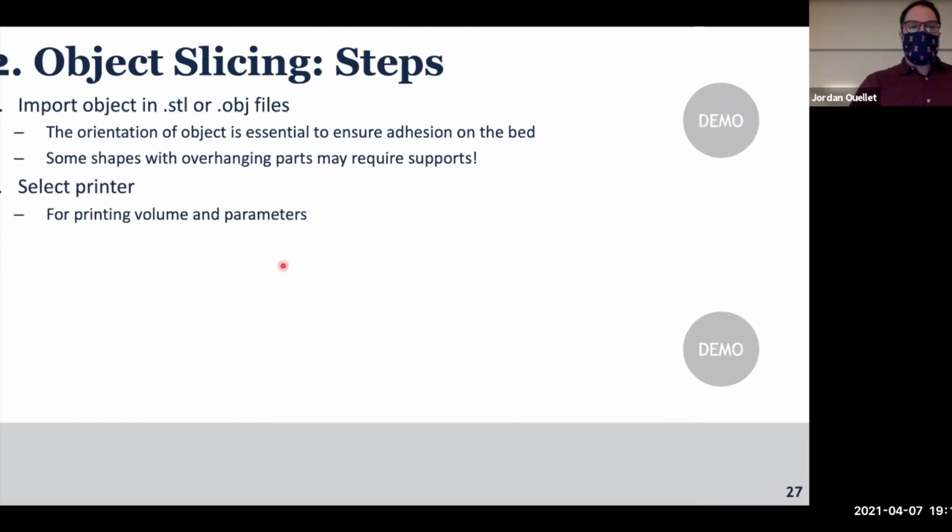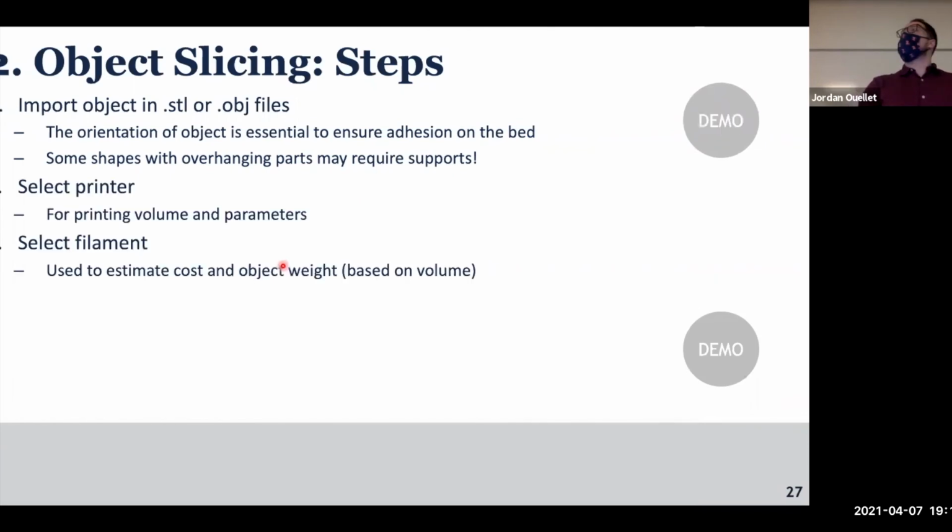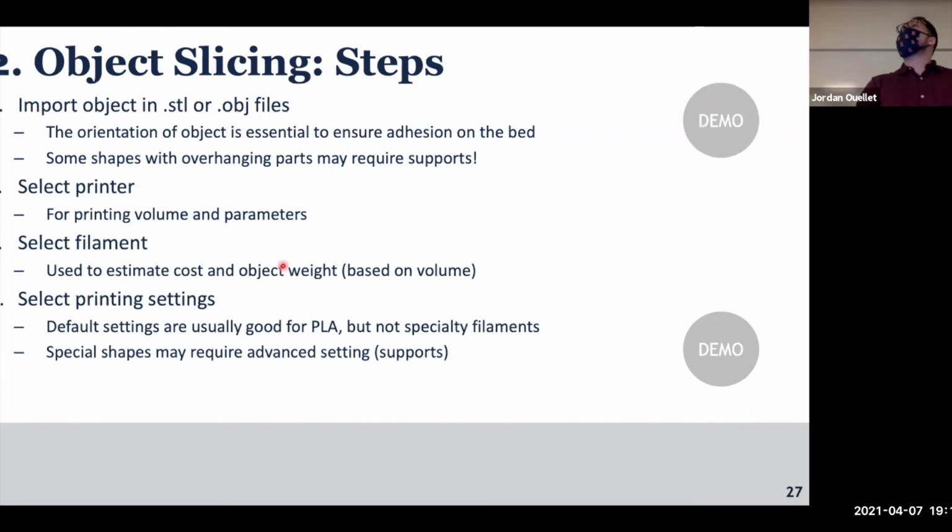Second step, you need to select the printer, select the filament, select the printing settings, and that's where it gets tricky. So now I've just used the random stuff that Cura is suggesting to me. You simulate the print and you evaluate how much time, how much plastic do I need, and that's pretty much it for slicing.